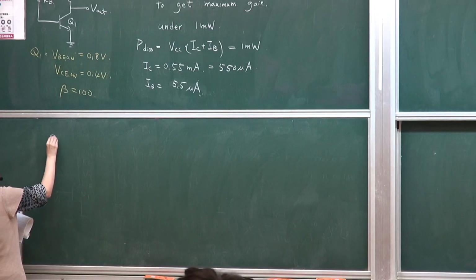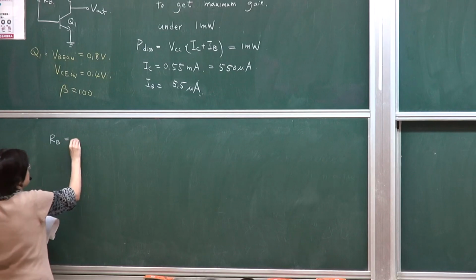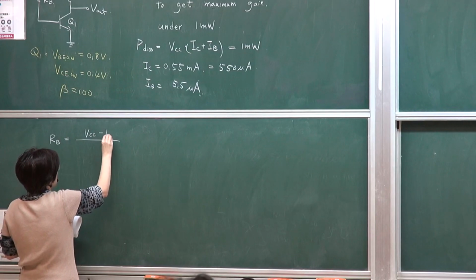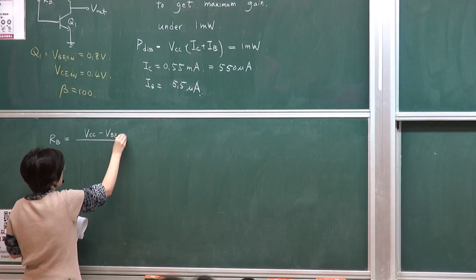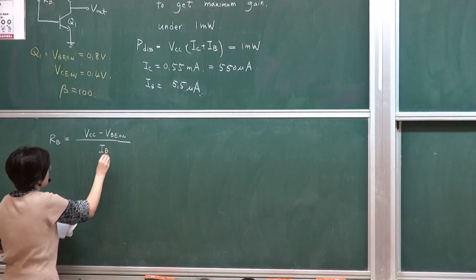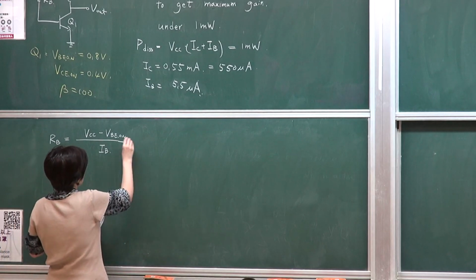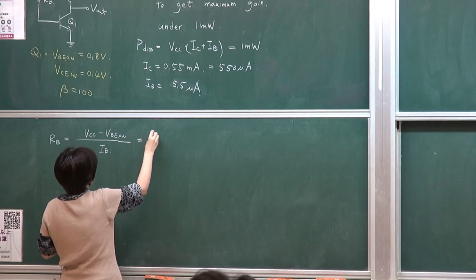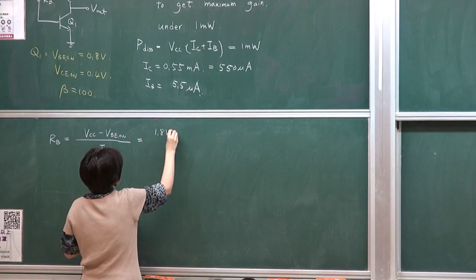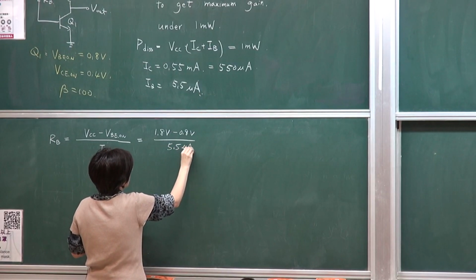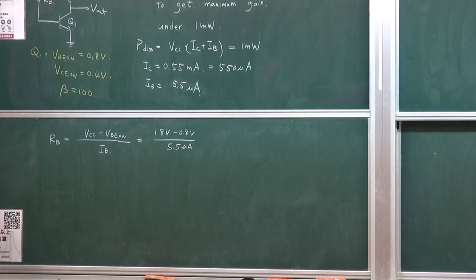So first of all, how do you pick RB? RB will simply be VCC minus the voltage drop, divided by IB. Okay? I didn't get the number, you can get it yourself. So you can determine the current level. It will be 1.8 volts minus 0.8, divided by 5.5. Okay? So you can pick the resistor level RB.